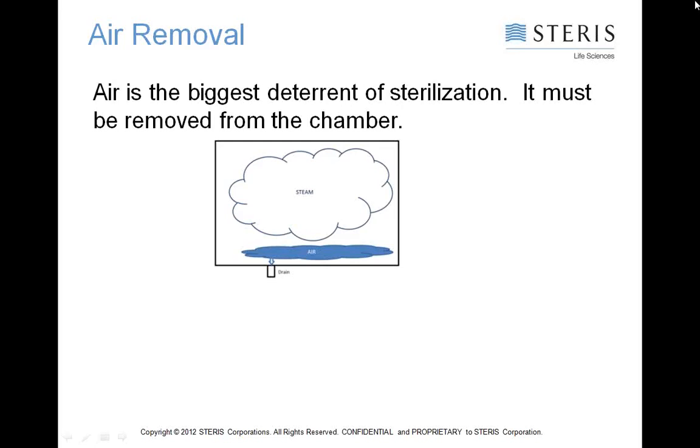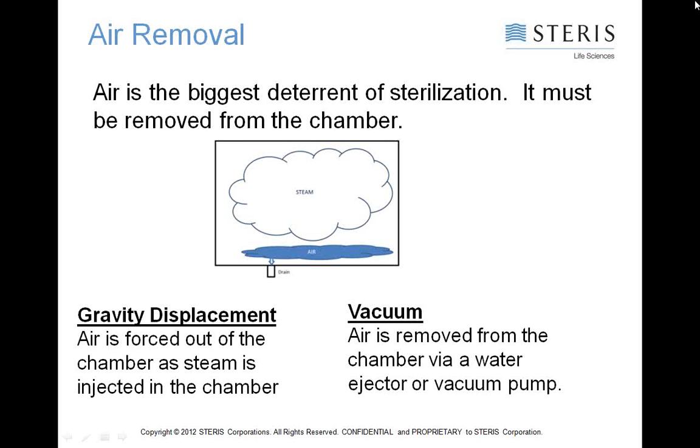And we'll actually look into some of the details as to what we would put in a vacuum versus a gravity cycle in a few minutes. But suffice it to say for now that with air being the biggest deterrent of sterilization and prohibiting steam contact, even if we have the ideal time and temperature set up, we need to get the air out of the chamber. And of course, look for areas as we're thinking about our load where we might be trapping air.